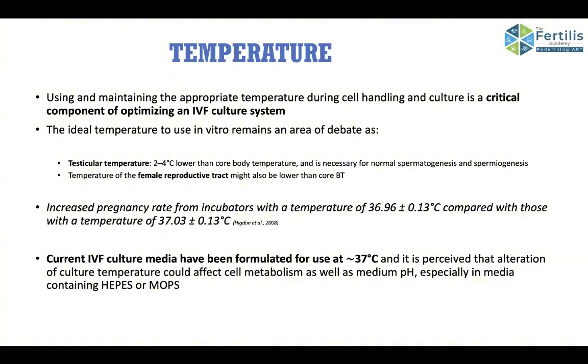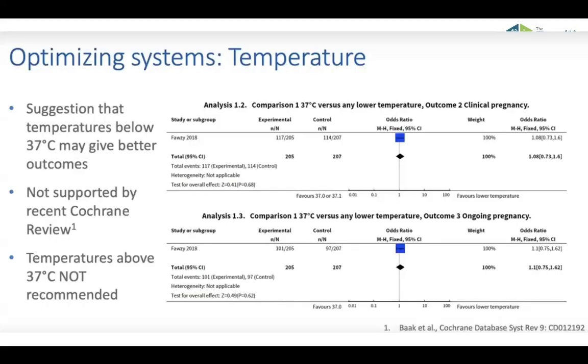Temperature, as I told you, is very important, and there have been experiments where people have increased the temperature by a few degrees, decreased by a few degrees, but most of the culture medias support embryonic development at 37 degrees. It is said that testicular temperature is 2 to 4 degrees lower, so you can prepare the sperm at 34 degrees, 33 degrees, but it doesn't work like that. Even the female genital tract is at a lower temperature compared to the body, but for optimal embryonic development, culture media is designed to work at 37 degrees. So don't play around with the temperature.